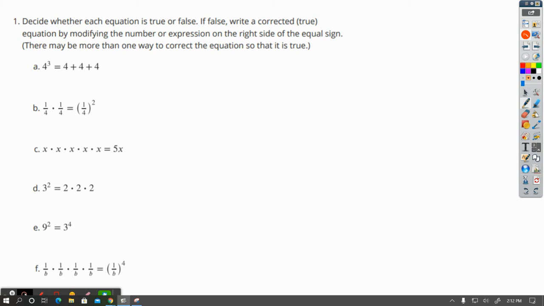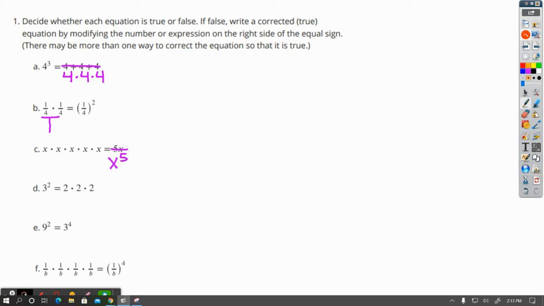So this one, you have 4 to the power of 3 is equal to 4 plus 4 plus 4. Well, it absolutely is not. It should be 4 times 4 times 4. For B, 1/4 times 1/4 is equivalent to 1/4 squared, so that one is true. C, you have x times x times x times x times x, says that it is equal to 5x. It is not. It is equal to x to the power of 5.